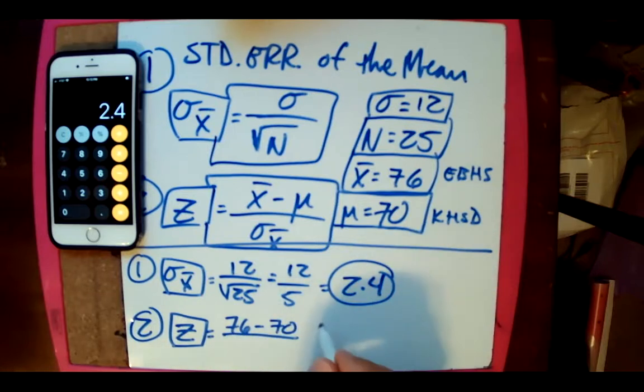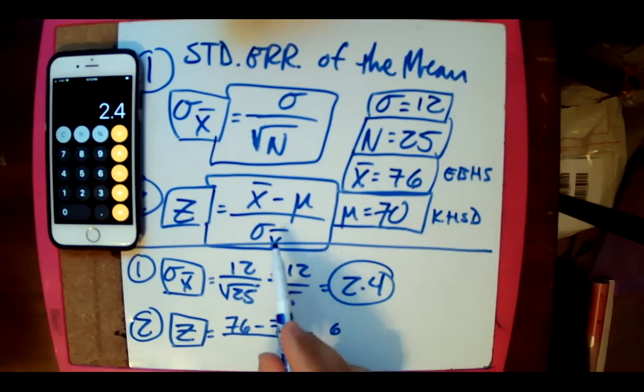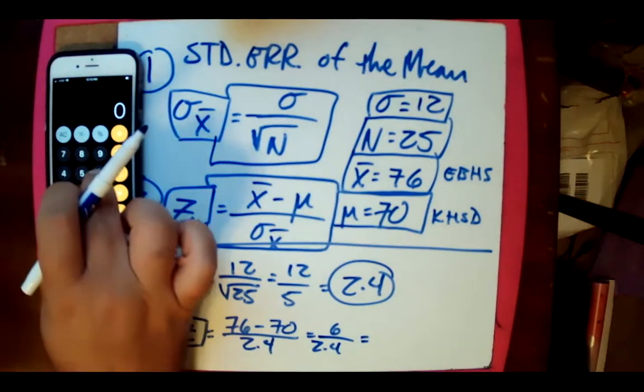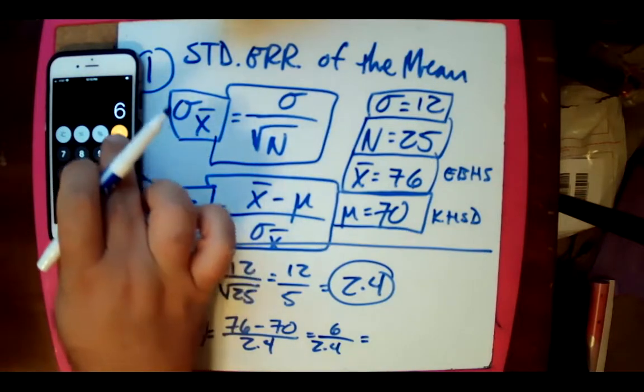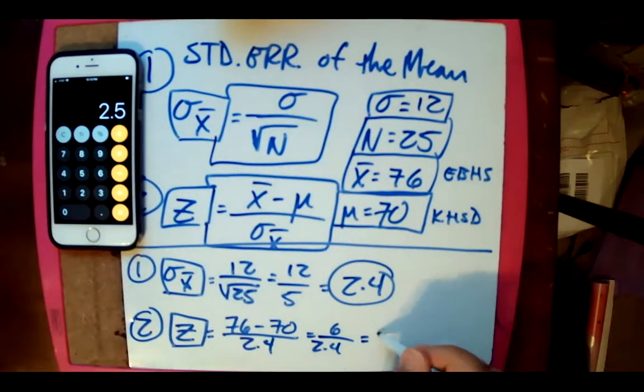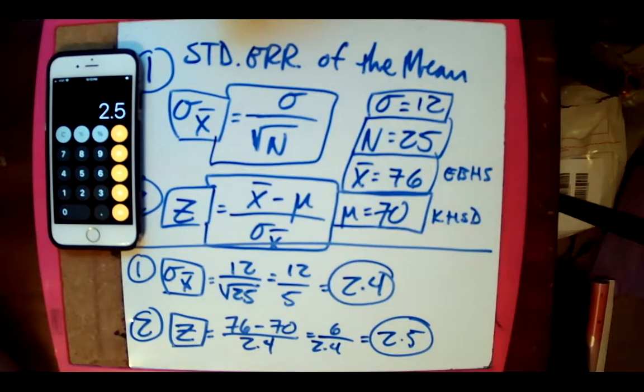So we know that's 6, right? That's easy. And then we're going to divide by the standard error that goes down here. So where does this come from? Well, that's what we just solved, right? So we put our 2.4 down here on the bottom. So we're going to do 6 divided by 2.4. So 6 divided by 2.4 equals 2.5. There you go. So that's all there is to it.